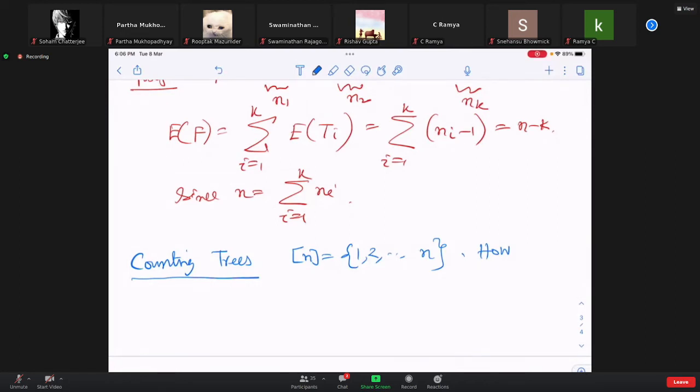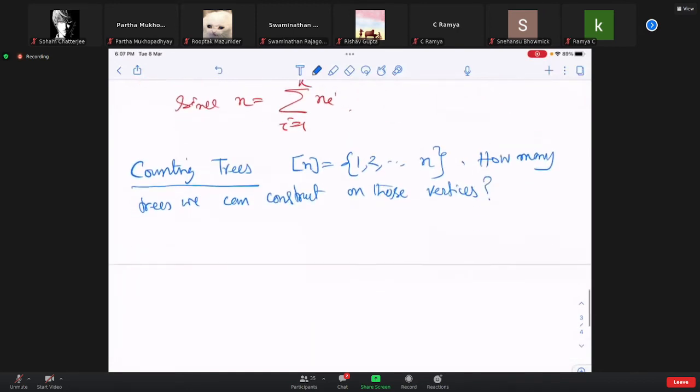So, counting trees. The main question that mathematicians addressed a long time back historically: I give you vertices 1 to n. So how many trees can we construct on those vertices? Let me remind you a few things. What do I mean by this question?